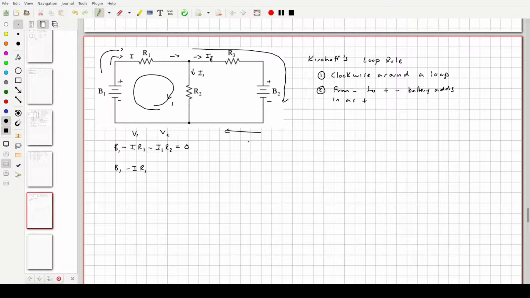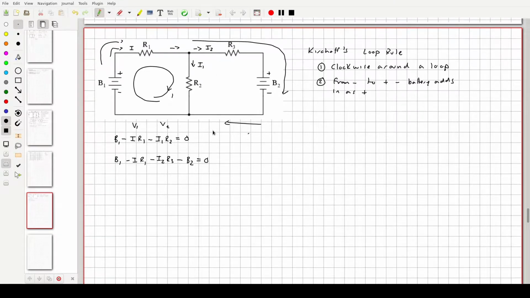Going this way, I have I2, R3. It's taking away, that is, the current is going through in the direction that I'm traveling. Then I come across this battery here. When I go across this battery, I'm going from positive to negative. The rule for that is that it adds in as a negative. And then when I get back over here, I'm at 0 again. So that's two equations.